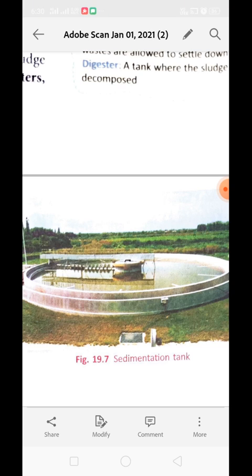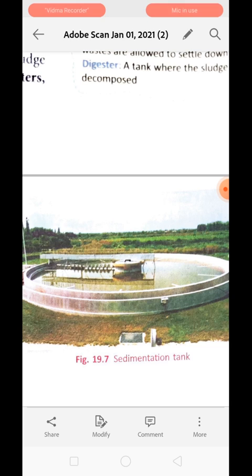These tanks are large enough that organic solid material like feces sink slowly to the bottom, and material like grease and oil, which are lighter in weight density, will float on the surface, and if they are floating on the surface they will be skimmed off.